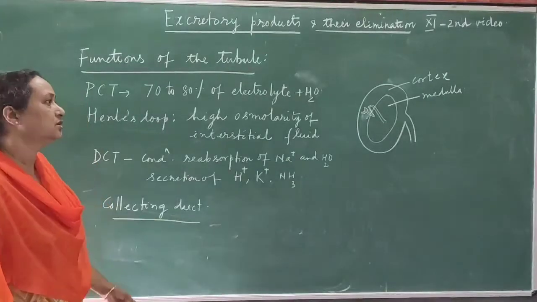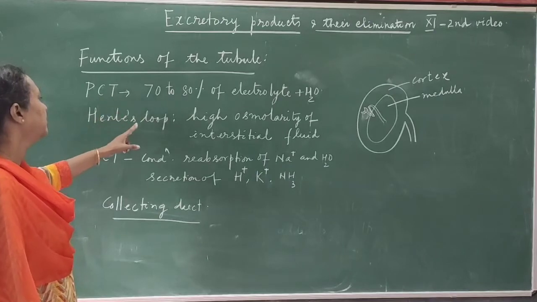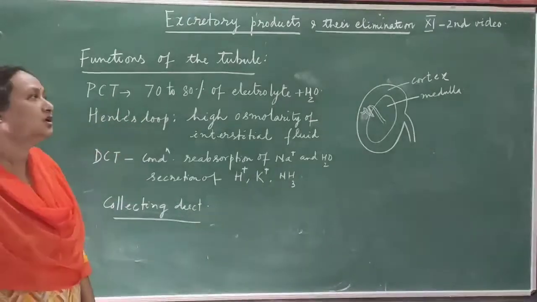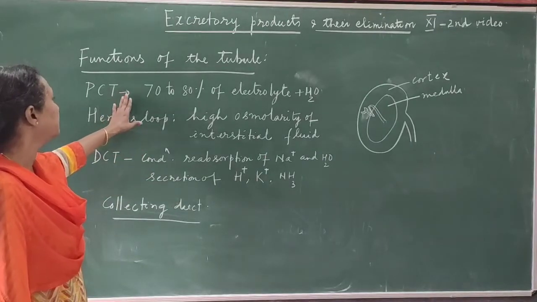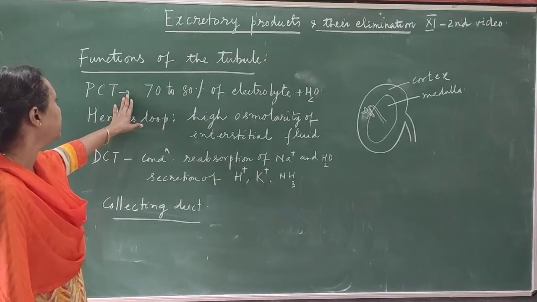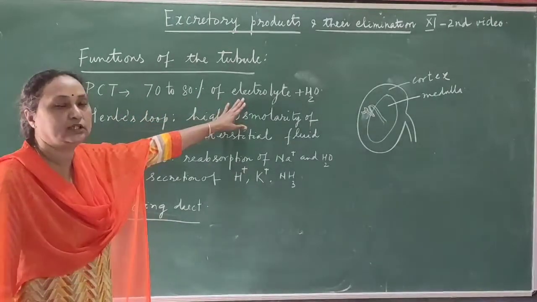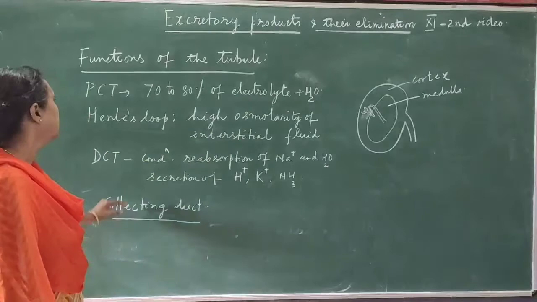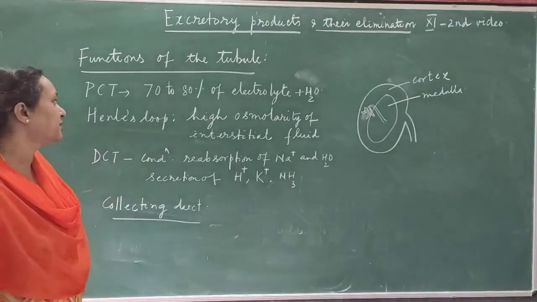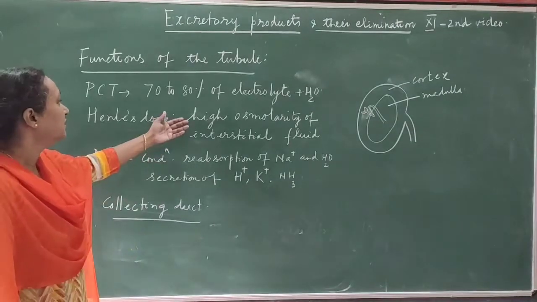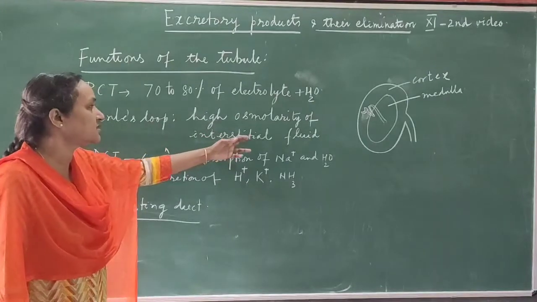So as I told you, the different parts of the renal tubule, proximal convoluted tubule, loop of Henle and the distal convoluted tubule, have different functions. The proximal convoluted tubule helps in the reabsorption of 70 to 80% of the salt or electrolytes and the water. Then the loop of Henle, here the reabsorption is minimum. And here it is responsible for maintaining the osmolarity of the interstitial fluid.